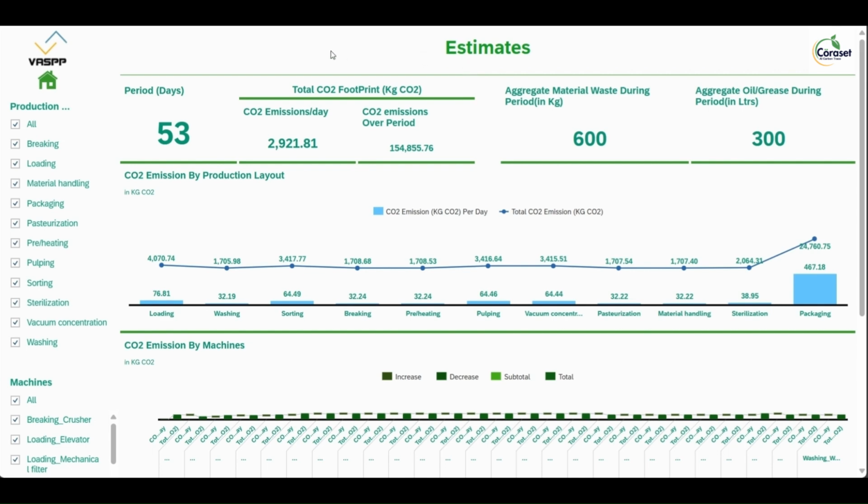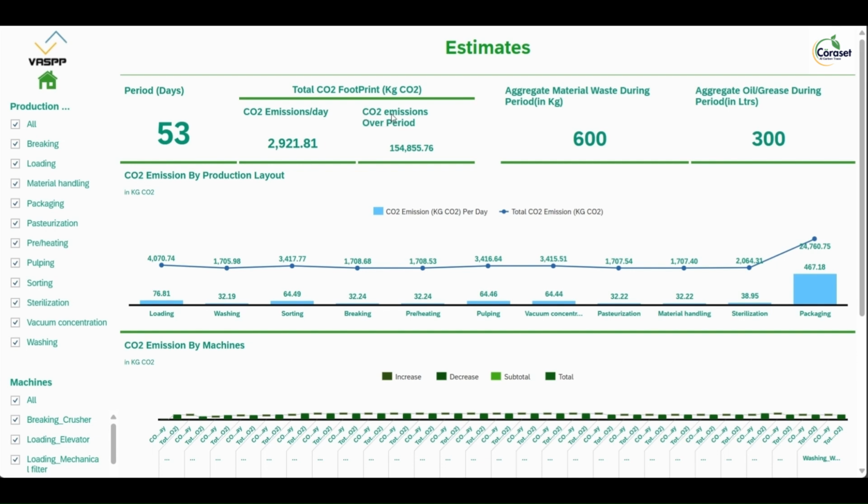I have used prominent KPIs like period, which measures key carbon emissions metrics over a specified time frame, such as monthly, quarterly, or annually. And the total CO2 footprint KPI measures the aggregate carbon emissions across all activities for a specified period, providing an overall view of the organization's environmental impact. The CO2 emissions per day KPI tracks daily emissions, offering granular insights into daily fluctuations and trends.